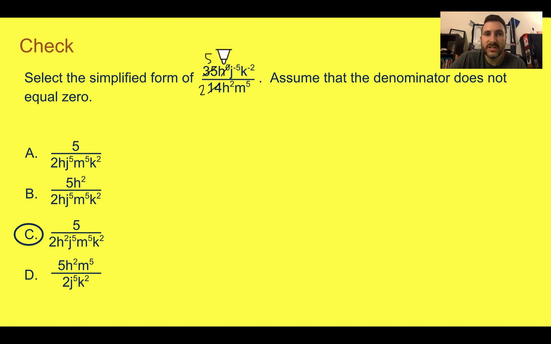H to the 0, I'm just going to say that's a 1, so that can go with the 5 now. J to the negative 5, let's move it to the bottom and make it positive. K to the negative 2, let's move it to the bottom and make it positive. H to the 2 is positive, it can stay on the bottom. M to the 5, positive exponent, can stay on the bottom. So everything pretty much moved to the bottom. H2, J5, K2, M5. We can see that all at the bottom there. The only thing left on the top was that 5.